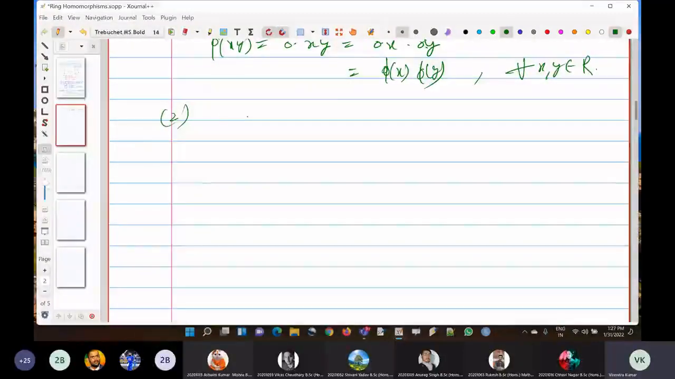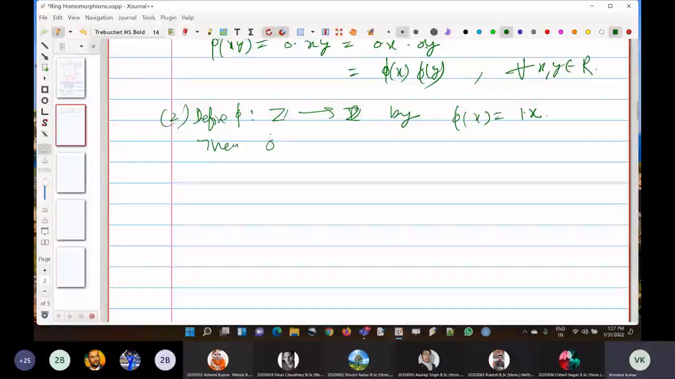So next, let us consider example number 2. Define phi from Z to Z by phi of x equals 1 times x. Then phi is a homomorphism. I think you can verify it. There is absolutely no problem.